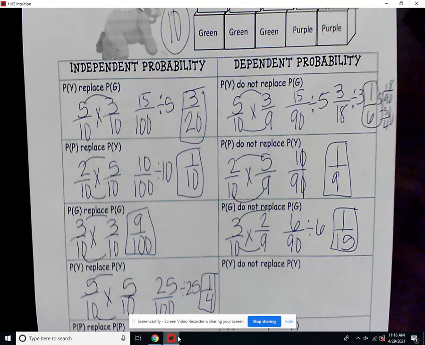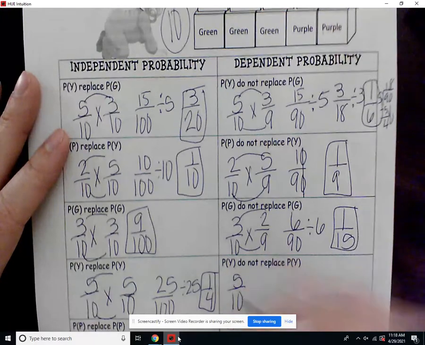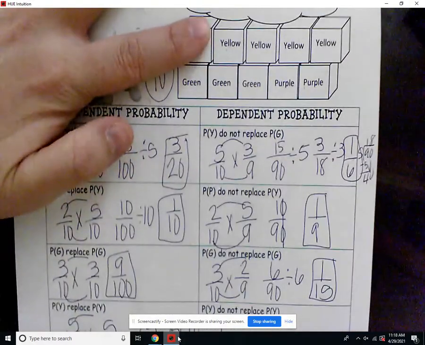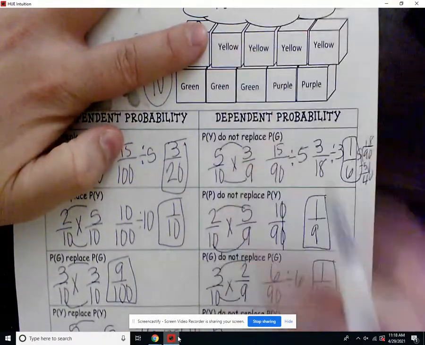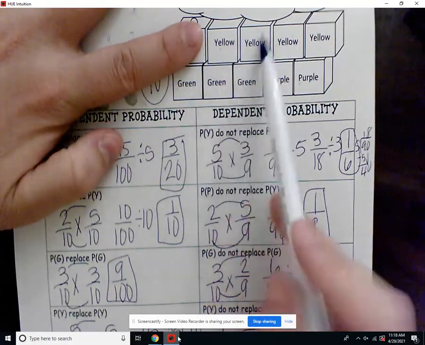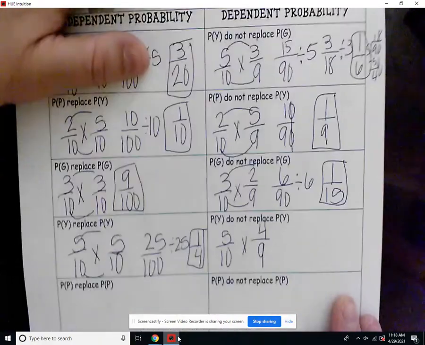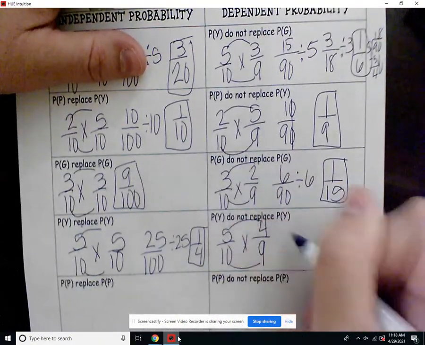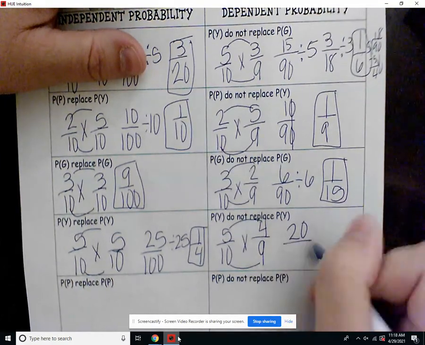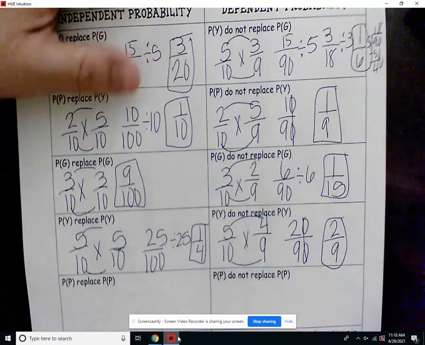So yellow, do not replace yellow. Okay, so again, yellow would be 5 out of 10. So again, yellow, so I'm taking away yellow. I have 9 in all. But this time, since I took away a yellow, I now have 4 yellows. So it's going to be 4 out of 9. So 5 times 4 is 20. 10 times 9 is 90. Drop a 0, we get 2/9.